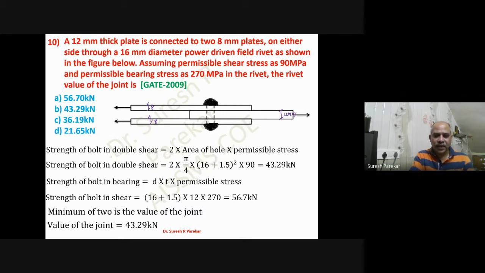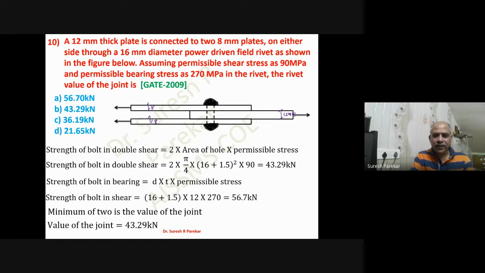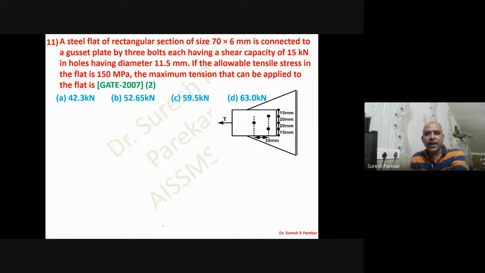Now here actually we have 16 millimeter diameter bolt. And then by solving this, we are going to get first value, that is in double shear, we have 43.29 kilonewton, and in bearing we will get 56.7. So we have to go minimum of the two, as we have seen in last. So we have option that is B, 43.29 kilonewton.